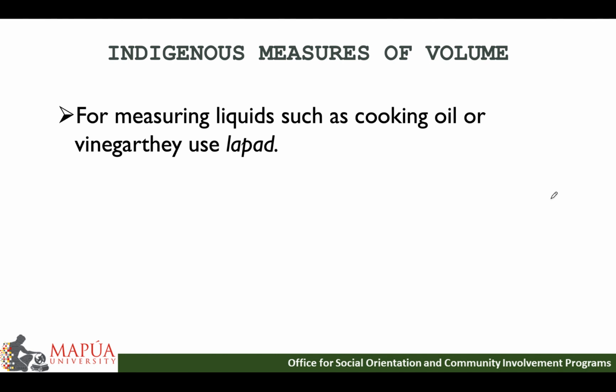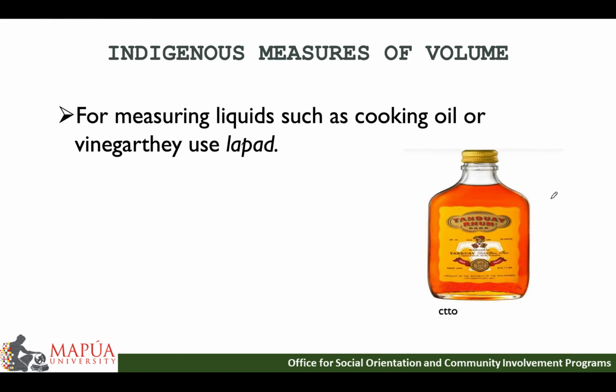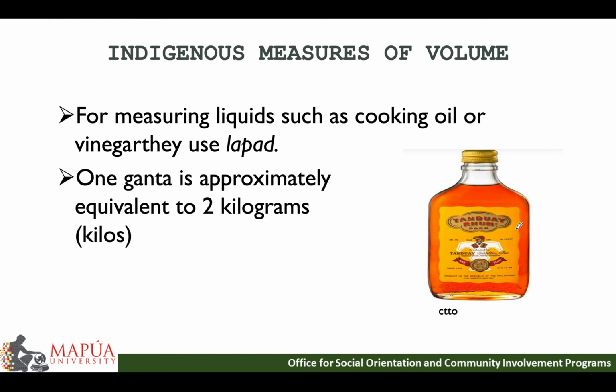For measuring liquids such as cooking oil or vinegar, they use lapad. They use the bottle of Tanduay rum as the basis for lapad. So 1 ganta is approximately equivalent to 2 kilos, and 1 litro is 1/3 of ganta.